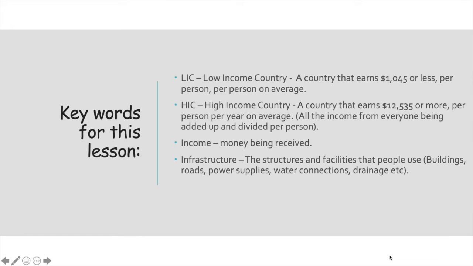Income, we've been through that, and infrastructure. This is pretty important. This will be a word you will be using at some point. This is a geography-based word. Infrastructure are the structures and facilities that people use. Buildings, roads, power supplies, water connections, drainage. If it's state-owned, if the country owns it, it can be hospitals, it can be schools as well, to an extent. So infrastructure is kind of the daily stuff we use every single day.